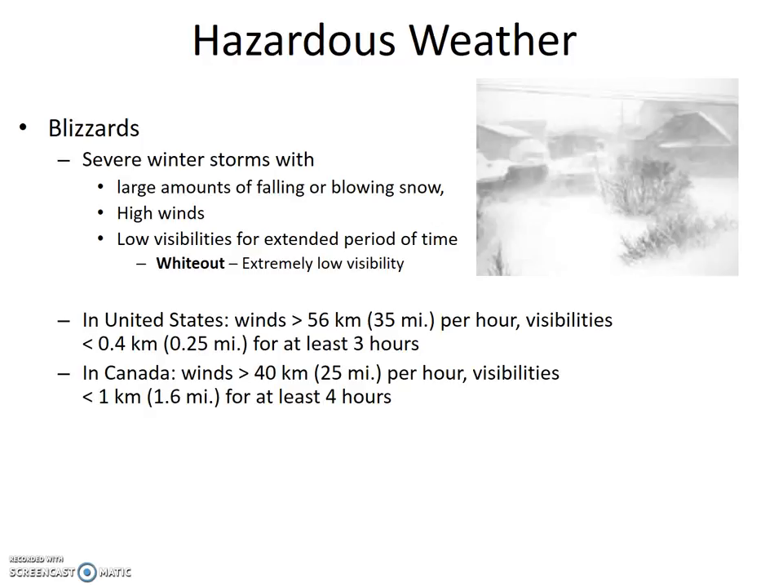In the United States, a blizzard is defined as winds greater than 56 kilometers per hour, which is 35 miles per hour, and visibilities less than 0.4 kilometers or 0.25 miles for at least 3 hours. In Canada, the definition of a blizzard is slightly different, with winds greater than 40 kilometers per hour or 25 miles per hour, with visibilities less than 1 kilometer or 1.6 miles for at least 4 hours.